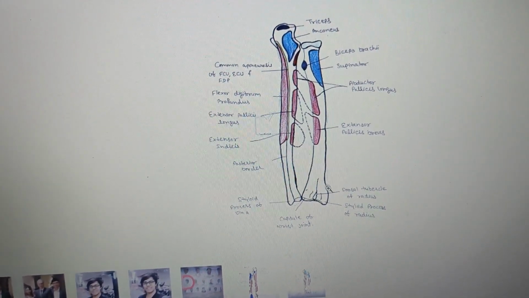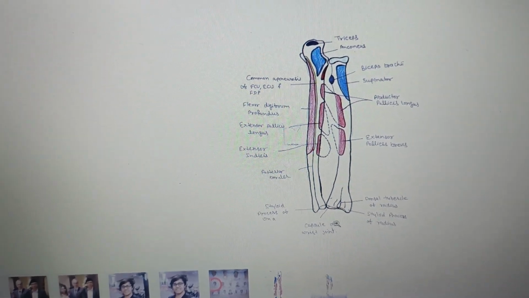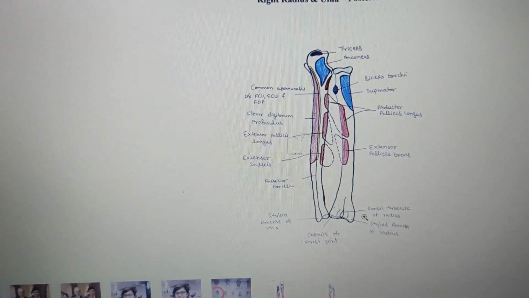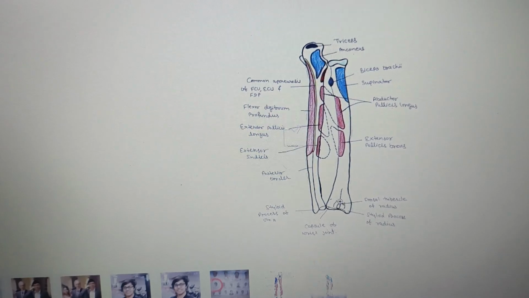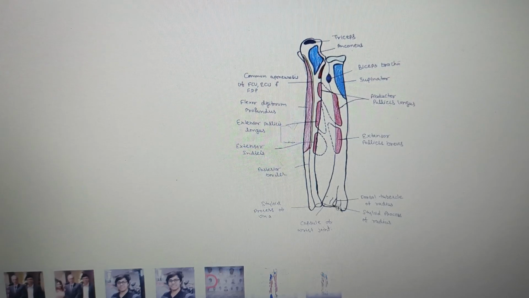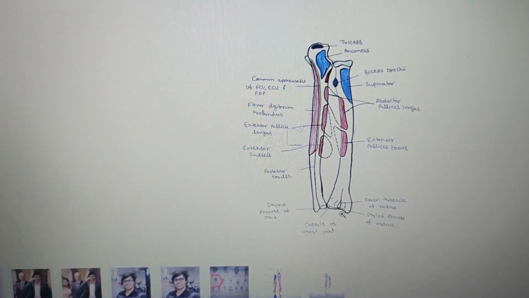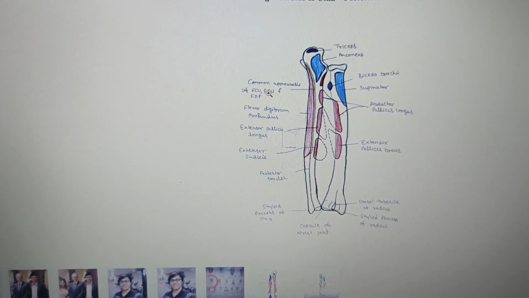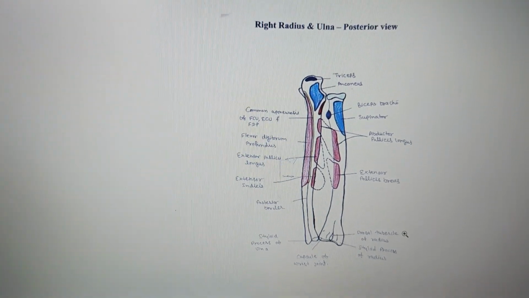One interesting thing that you can notice is the radius. The radius has on the lower end, or distal end, a tuberosity called the dorsal tubercle of radius. I'll leave it to you to find out what the tubercle is for and what tendons cross this tubercle. And this one is giving attachment to the capsule of the wrist joint. So this is about the radius and ulna on the posterior aspect. I hope it was useful.